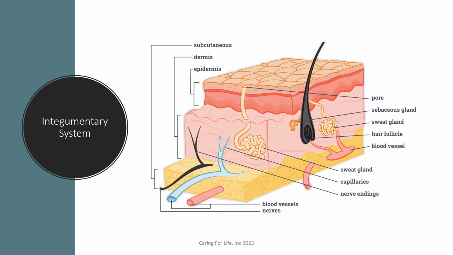pain. And then there's vitamin D production. The body needs vitamin D in order to absorb calcium, which is needed for bone strength. And vitamin D comes from exposure to the sun.